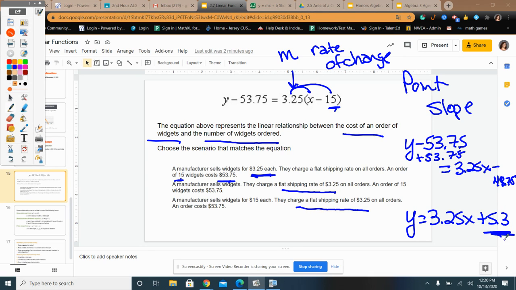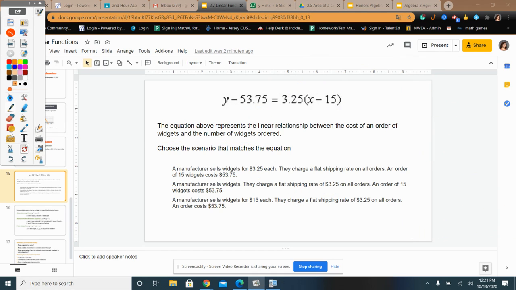This is the flat shipping cost, $5.30. This is the rate per widget. The 15 and the 53.75 was a particular example, a point on the graph where 15 widgets cost this much money.